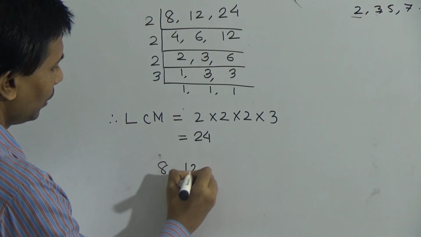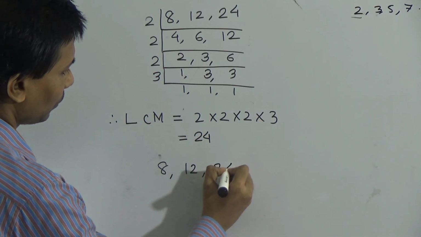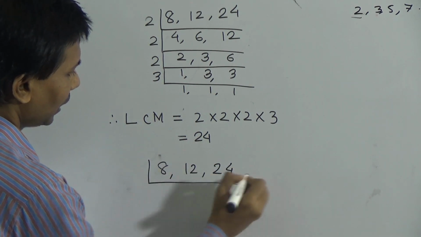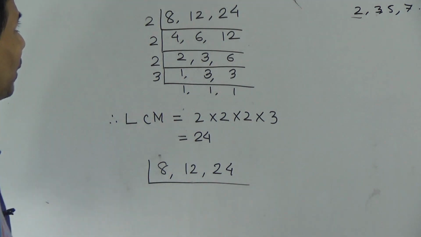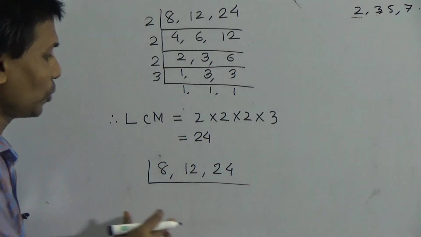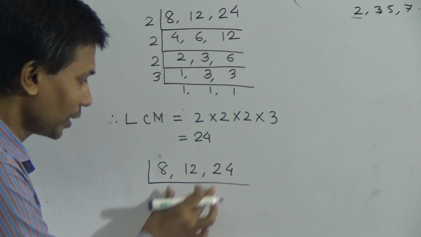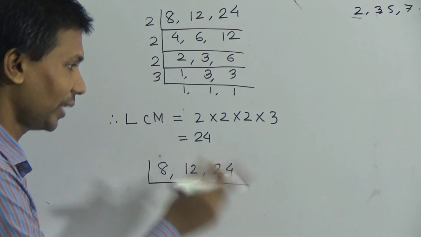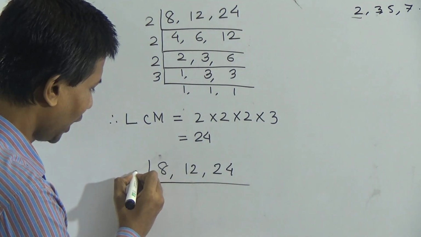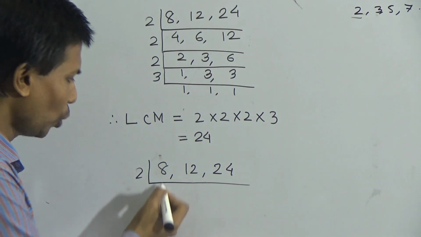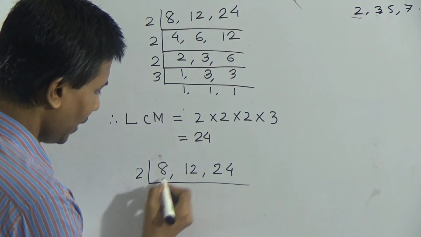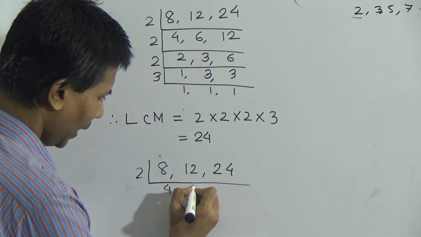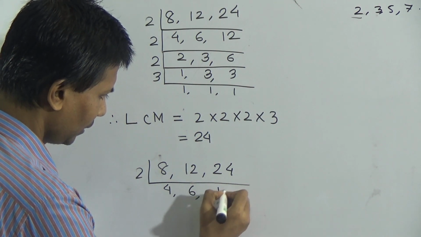8, 12, 24. I discussed this in the previous class. For determining HCF, you have to select a prime number so that all the numbers are divisible by that number. If you select 2, then you see all the numbers are even, so they must be divisible by 2.